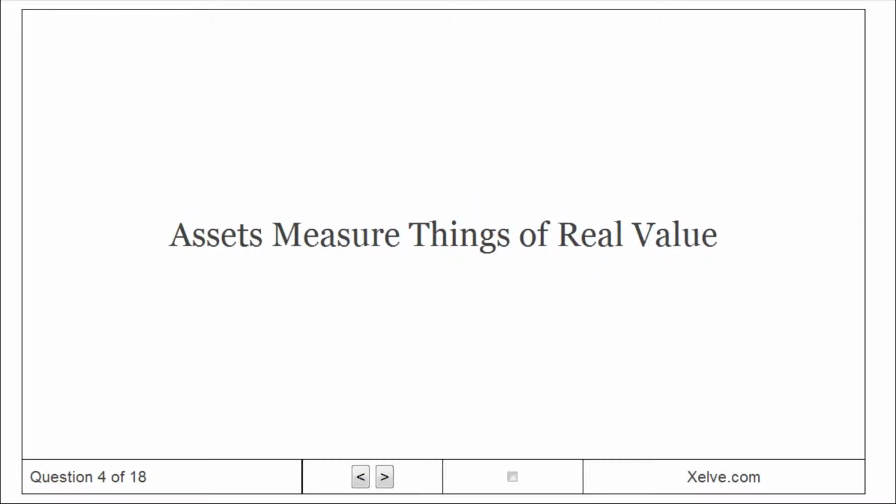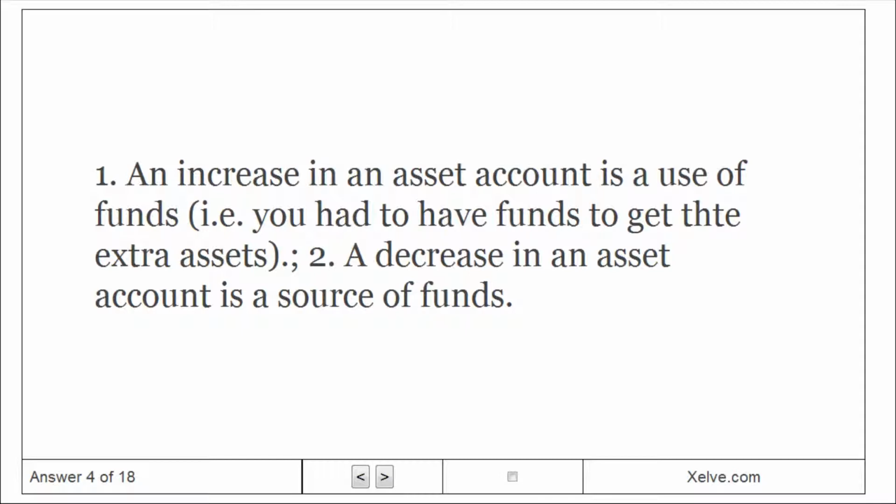Assets measure things of real value. 1. An increase in an asset account is a use of funds. 2. A decrease in an asset account is a source of funds.